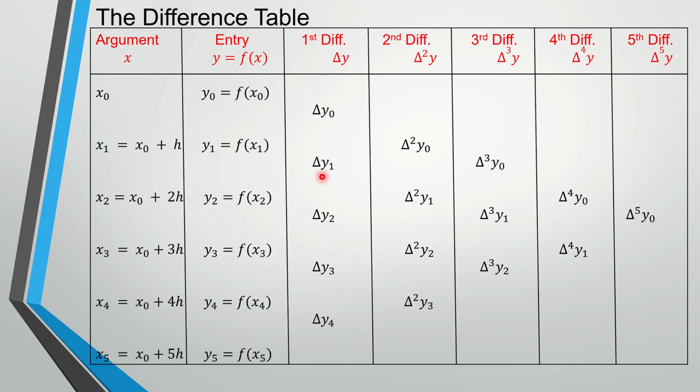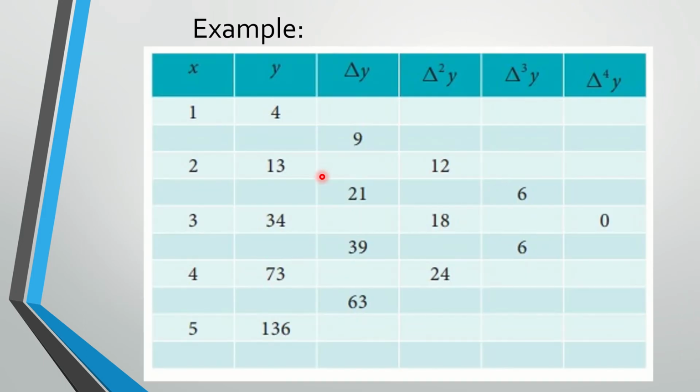Okay, let's consider a simple example. You see, we are having the values of x. Obviously these are known as arguments, and these are the entries. We don't care about these values when we are finding a difference table. Obviously in case of a divided difference table, which we'll be discussing later on, we would be using these values as well, but in this case you see the common difference is the same, so that's why we are not using them.